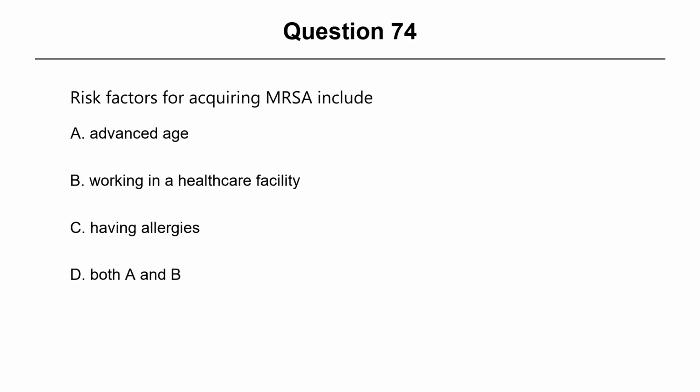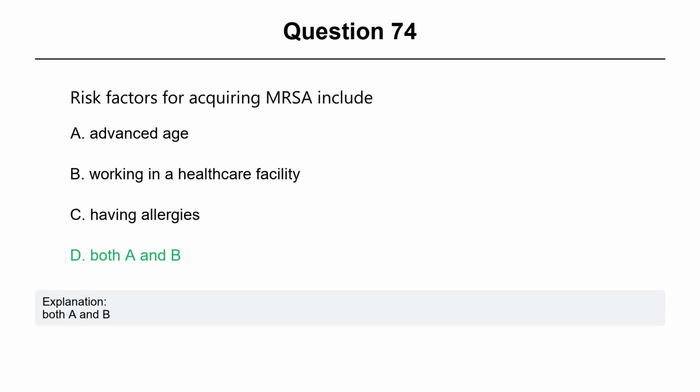Question 74. Risk factors for acquiring MRSA include: Option A, advanced age. Option B, working in a healthcare facility. Option C, having allergies. Option D, both A and B. The correct answer is option D, both A and B. Question 75.